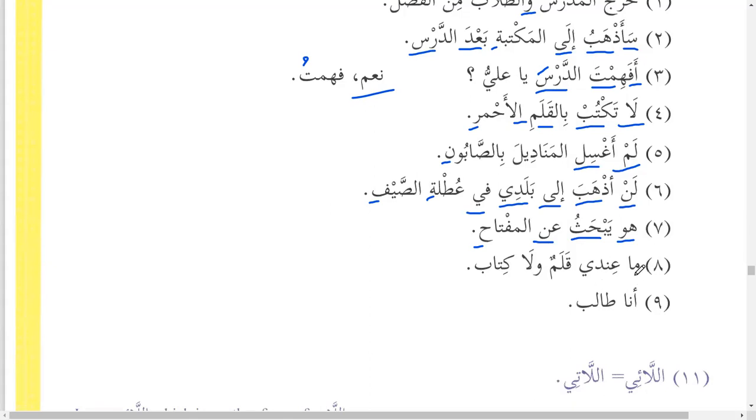Okay, ma is what? Harf nafi. Ma 'indi: 'indi is jar and majrur, zarf and mudaf ilayhi. Qalamun is an indefinite ism. Wa la is a harf. What kind of la is this? La nafiya, la nafiya li-l-jins. Wa la kitab. I neither have a pen nor a book.